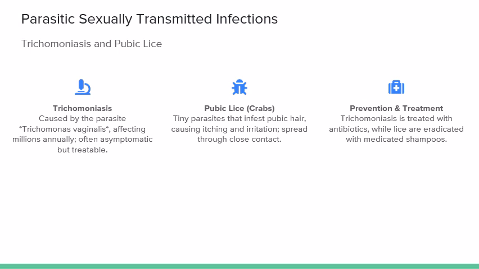Pubic lice, also known as crabs, are tiny parasites that infest pubic hair and feed on blood. They cause intense itching and irritation. These lice are transmitted through close physical contact and are eliminated through medical shampoos and the cleaning of personal items. It's also thought that they might become extinct in time, just due to people's different hygiene preferences of removing their hair. While these infections are treatable, prevention through safe sexual practices and personal hygiene remains key.